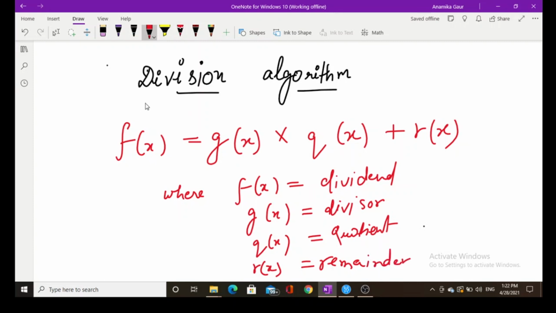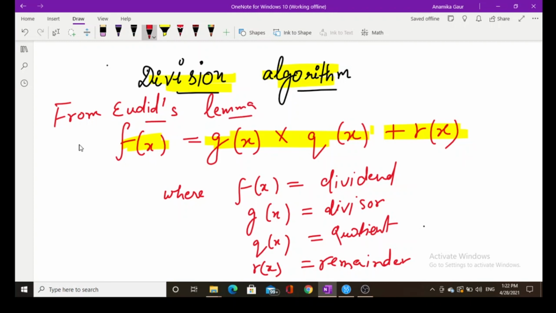So what we discussed: what is the division algorithm? The division algorithm is f(x) equals g(x) multiplied by q(x) plus r(x), and this algorithm has been derived from Euclid's division lemma. So using Euclid's lemma, we can say this is the division algorithm.